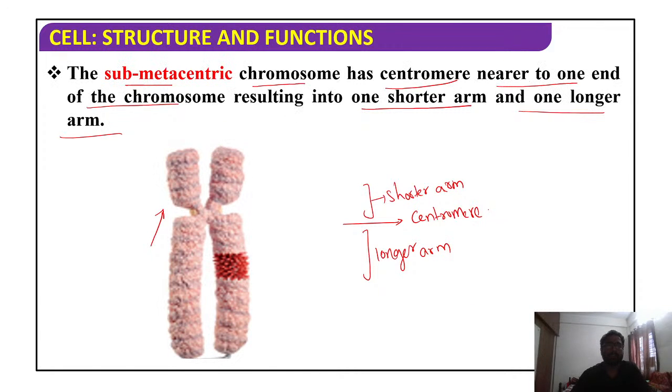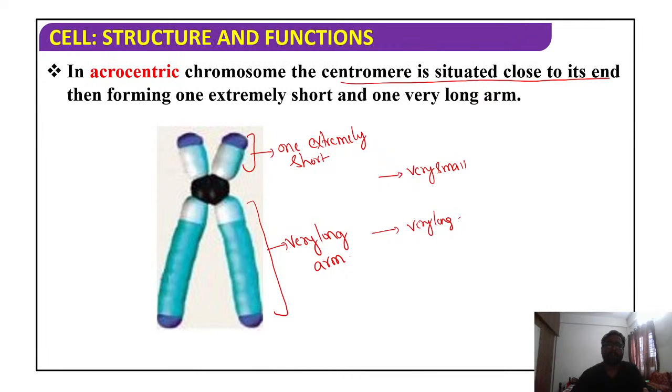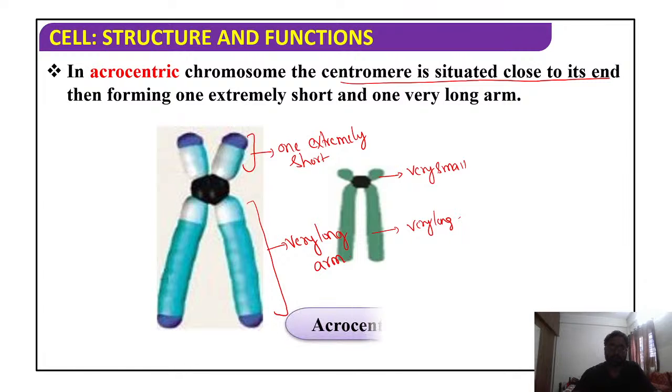Second one, in submetacentric chromosome, the centromere is nearer to one end of the chromosome, resulting in one shorter arm and one longer arm. That is submetacentric. But extremely short and extremely long, that is acrocentric. Students, you can see here, in acrocentric chromosome, the centromere is situated close to its end, forming one extremely short and one very long arm. You can see this, students.